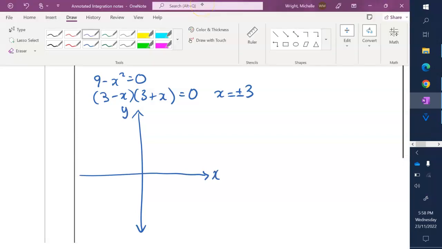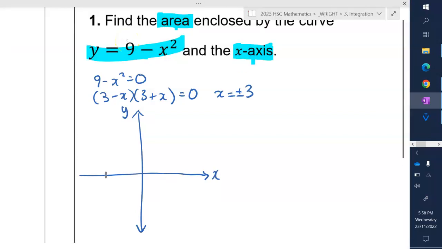Okay, let's change colors. So we're cutting at -3, we're cutting at 3, and we're cutting at 9. Now, we need to have a look at what the graph is saying. The graph is 9 minus x squared. We're also thinking of it as minus x squared plus 9.